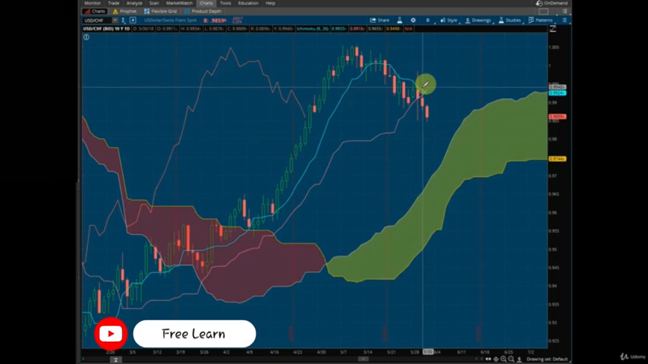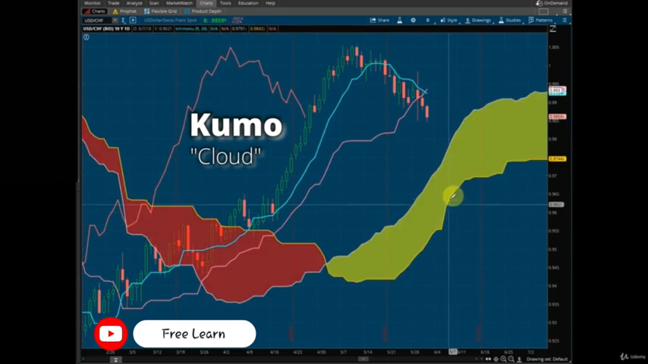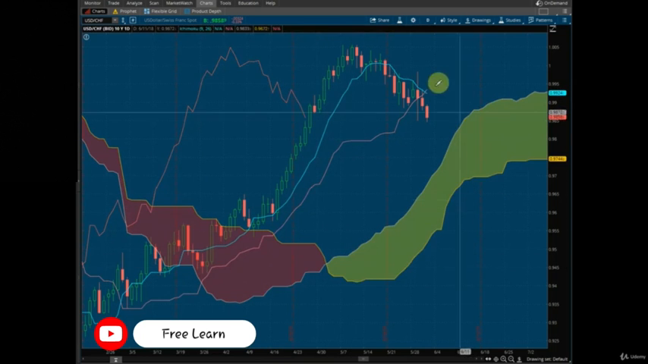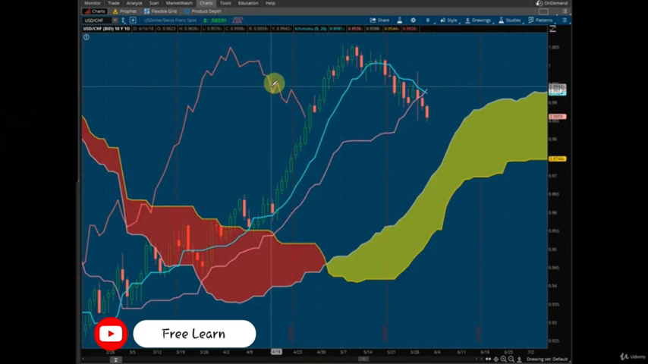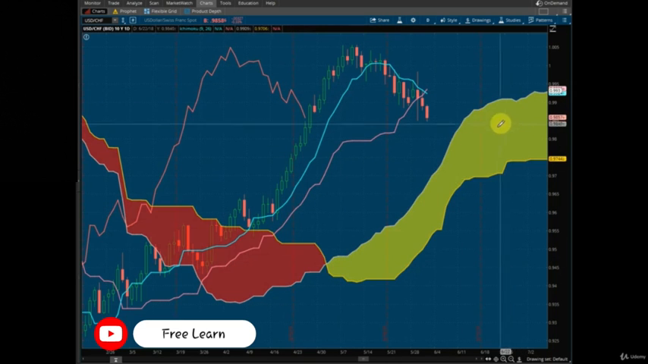Now the Senku Span A and the Senku Span B, this is the cloud. This is the most important part of the Ichimoku cloud, and it is essentially the Ichimoku cloud. All of this is involved in Ichimoku analysis, the Tenkan Sen, Kijun Sen, and the Chiku span, but this is going to be the most important. Most of our trades will be based off of how the price is reacting to this and how this is reacting with the rest of the Ichimoku cloud.